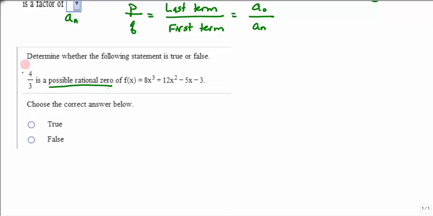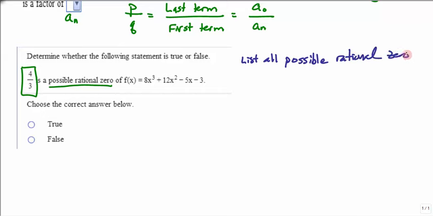Okay, well, let's not worry about this number right now. Let's go ahead and list all possible rational zeros. Because a lot of problems you have to actually list them all. Okay, so remember, these are ordered 3, 2, 1, constant. So it's always the last divided by the first. Okay, so the last is a 3.